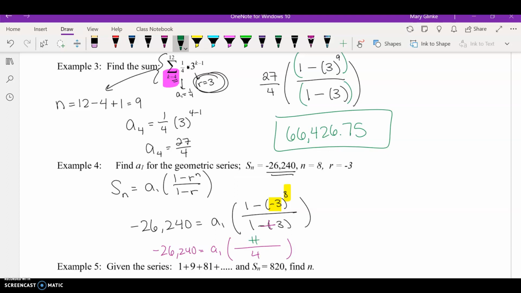So you're going to get some number up there, and then in order to get a sub 1 by itself, you're just going to divide this to the other side. So when you do that, you should get a sub 1 to be 16.